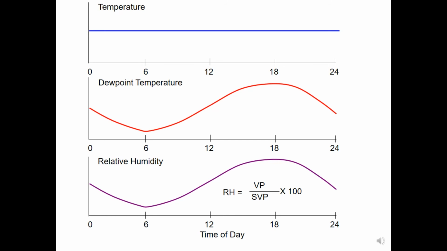When the dew point temperature goes down, the vapor pressure goes down, and as a result, the relative humidity will go down. And in the afternoon, when the dew point temperature happened to be high, that would cause the vapor pressure to be high, which would cause the relative humidity to be high.